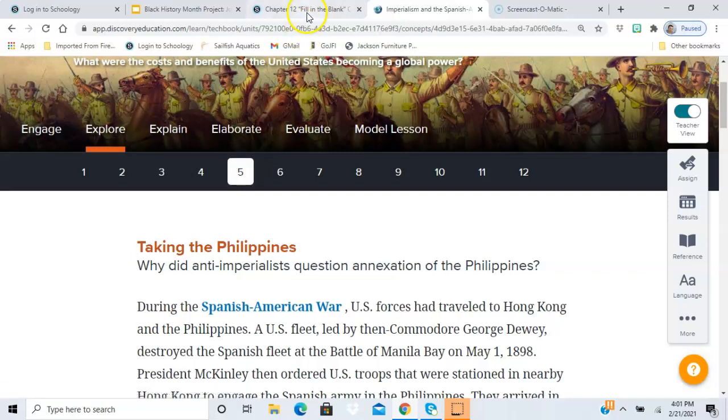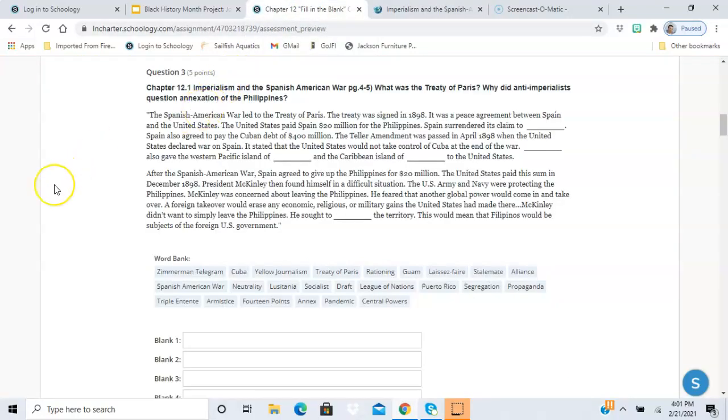So let's go back to our Cornell notes. The Spanish-American War led to the Treaty of Paris. The treaty was signed in 1898. It was a peace agreement between Spain and the United States. The United States paid Spain $20 million for the Philippines. Spain surrendered its claim to blank. Spain also agreed to pay Cuban debt of $400 million.